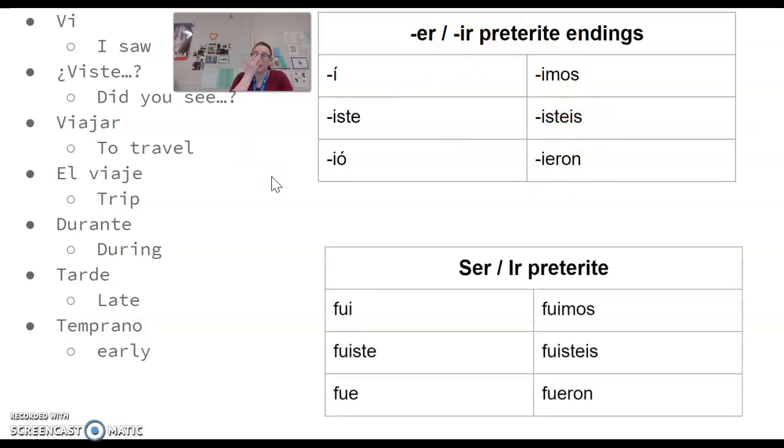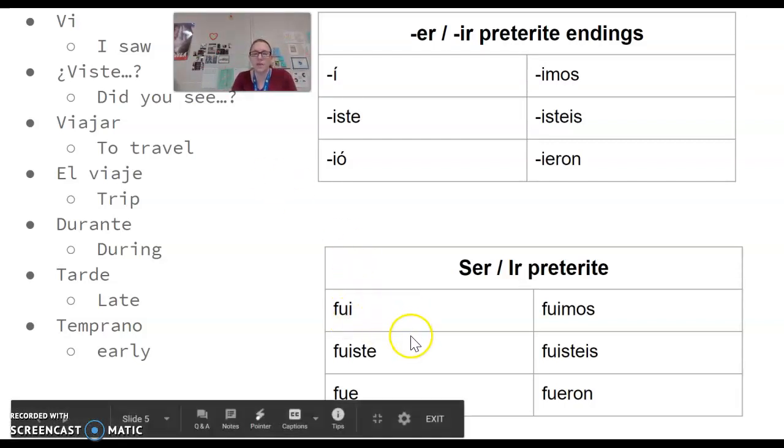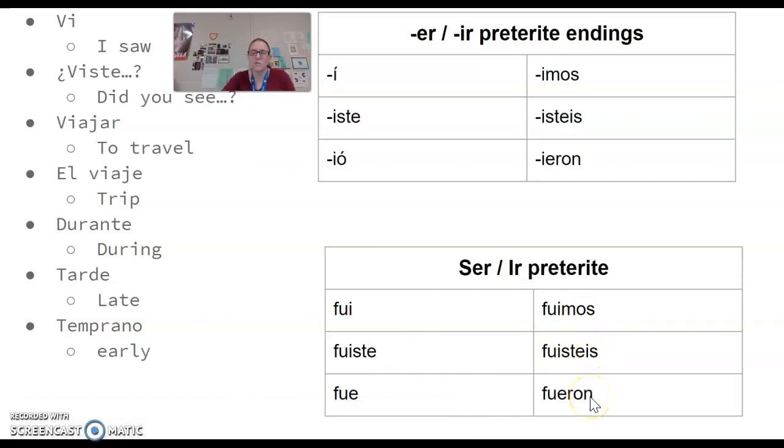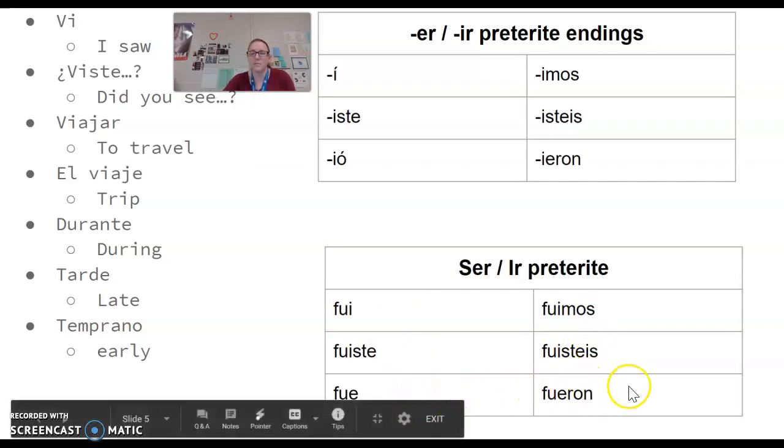And then we have ir and ser in the preterite, and ir and ser in the preterite conjugate exactly the same. So again, you're going to be relying on context, looking at what's going on in the sentence around it. So we've got fui, fuiste, fue, fuimos, fuisteis, fueron. You only want e's in the third person forms. The rest are i's. That's where people get mixed up.